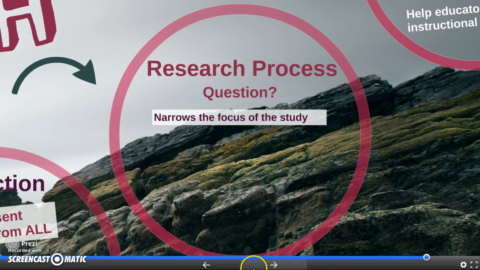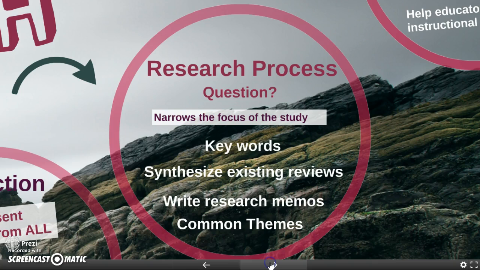From this question, I was able to pull keywords and begin my research for peer-reviewed journal articles on the topic of best instructional strategies in vocabulary. So I would pull words like vocabulary strategies, best vocabulary strategies for ELLs, and I would input that. I would search those keywords in the Polek Library at Cal State Fullerton.